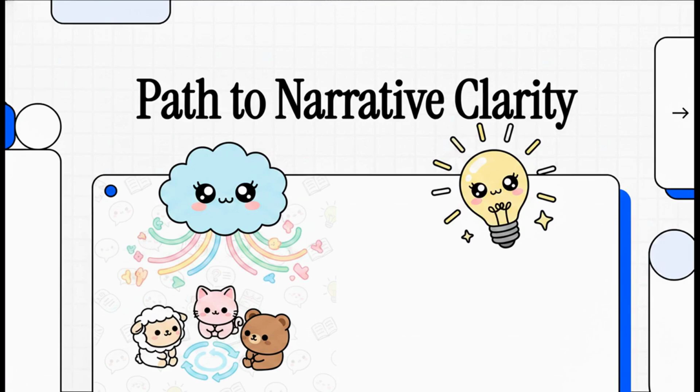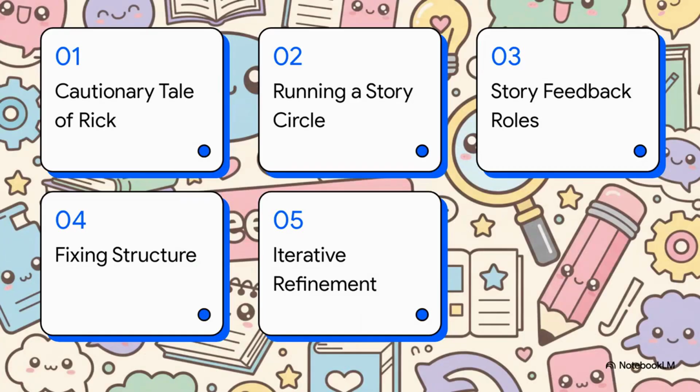Today, we're focusing on the iterative path to narrative clarity. We're going to break down this highly effective method of running a story circle to basically transform your rough drafts into something truly captivating. I promise you'll walk away with a structured, step-by-step guide to mastering this whole process. Okay, let's take a quick look at our agenda for today.